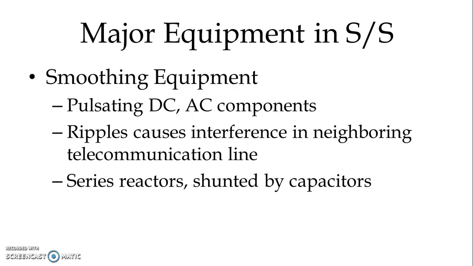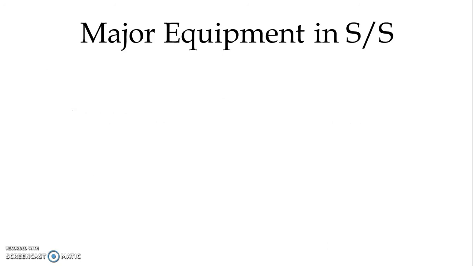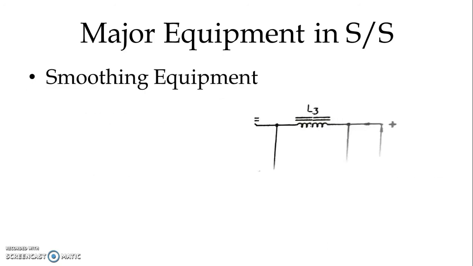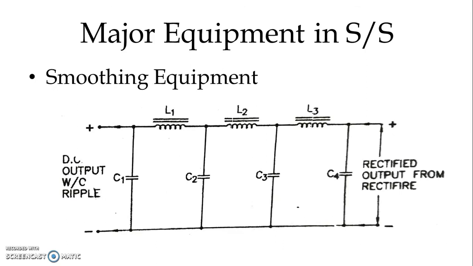We use series reactors shunted by capacitor, and here we have a diagram. We have series reactors shunted by the capacitors. Series reactor provides very high impedance to the high frequency current, and that is bypassed through the shunted capacitor, which provides a very low reactance to the high frequency current.